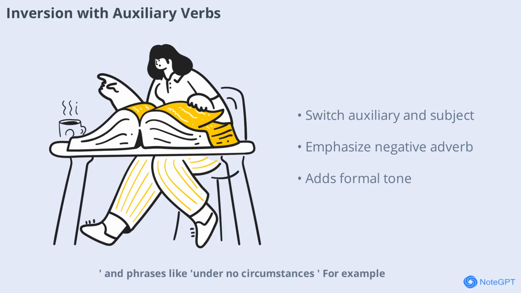For example, under no circumstances can he play that game. This inversion helps emphasize the negative meaning and adds a formal or dramatic tone to your sentence. It's a powerful way to make your writing or speech stand out and sound more sophisticated.